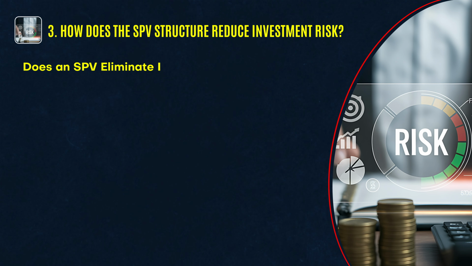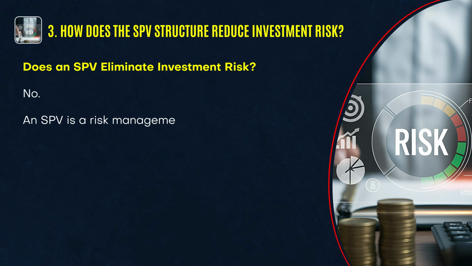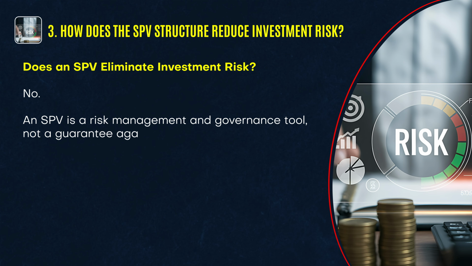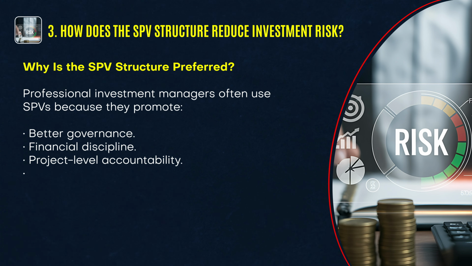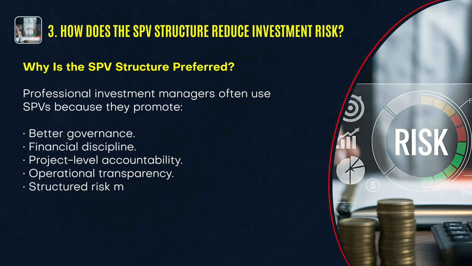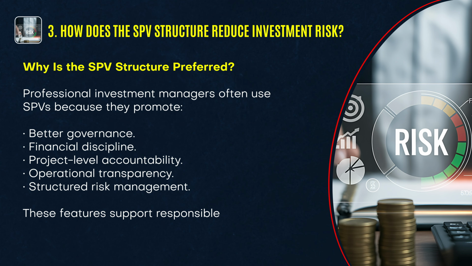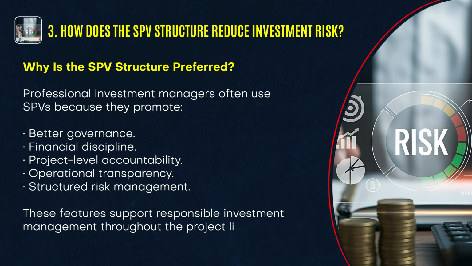Does an SPV eliminate investment risk? No. An SPV is a risk management and governance tool, not a guarantee against loss. Real estate investments remain subject to market, regulatory, legal, operational, and execution risks. The purpose of the SPV is to provide a structured framework for managing those risks more effectively. Why is the SPV structure preferred? Professional investment managers often use SPVs because they promote better governance, financial discipline, project-level accountability, operational transparency, structured risk management. These features support responsible investment management throughout the project lifecycle.